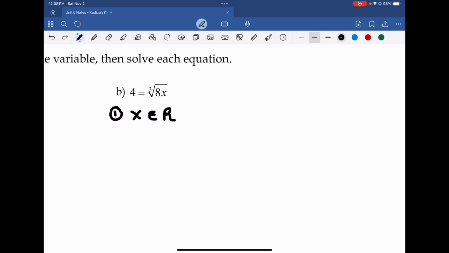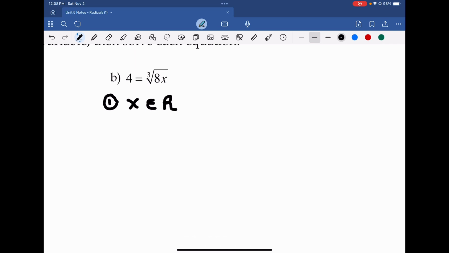There is no restriction on x because there's no such x that I could plug under this radical that would make it a non-real number. So what I'm going to do is just say x ∈ ℝ, meaning infinite solutions for x. Now what I'm going to do is state the equation again. 4 is equal to the cube root of 8x.